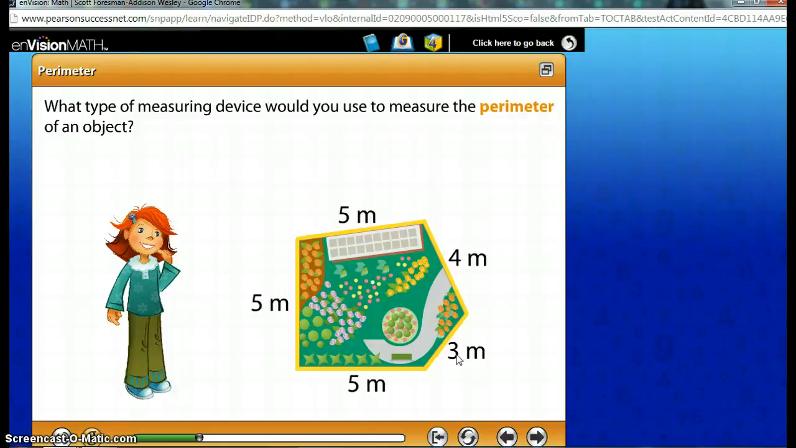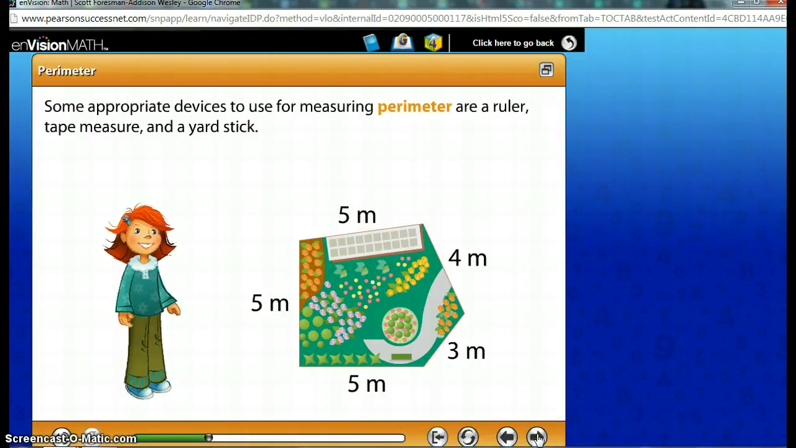That's for when we're finding area. That's tomorrow's lesson, okay? Today we're not talking about the inside of the figure, Ethan. We're only talking about the distance around the outside. We'll see what they say here. Some appropriate devices to use for measuring perimeter are a ruler, tape measure, and a yardstick, or a meter stick in this case.